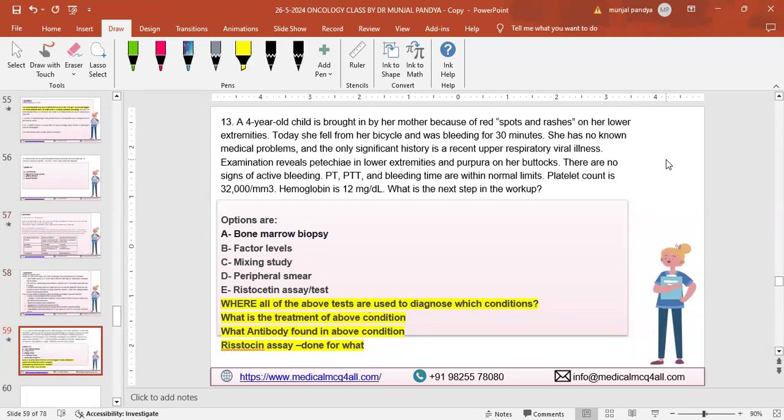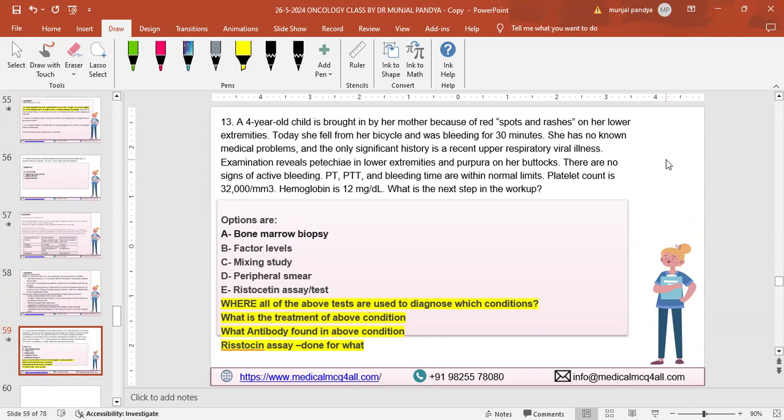A 4 year old child is brought by her mother because of red spots and rashes on her lower extremity. Today she fell from her bicycle and was bleeding for 30 minutes. She has no known medical problem. The only significant history is a recent upper respiratory viral illness. Examination revealed petechiae on the lower limb and purpura on her buttock. There are no signs of active bleeding. PT, APTT and bleeding times are within normal limits. Platelet count is 32,000. Hemoglobin is 12. What is the next step in the workup?